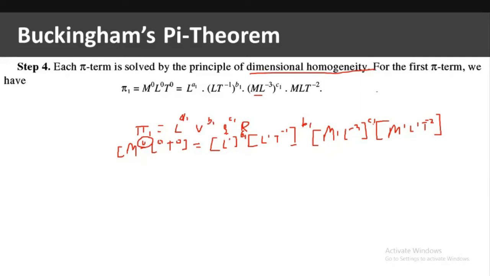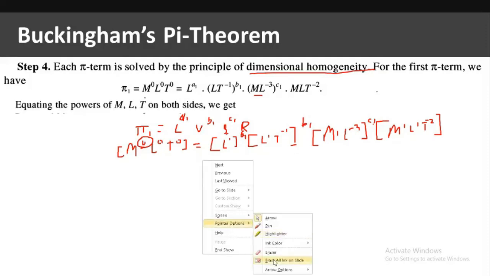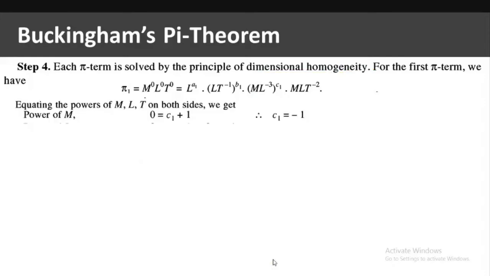So L to the power A1 is A1, or 1 into A1. Here it will be 1 into B1, and T to the power minus 1 into B1. So L to the power B1, T to the power minus B1. Here it will be M to the power M1, L to the power minus 3C1. Okay, so we are equating the power of M, L and T on both sides. So first is equating the power of M.